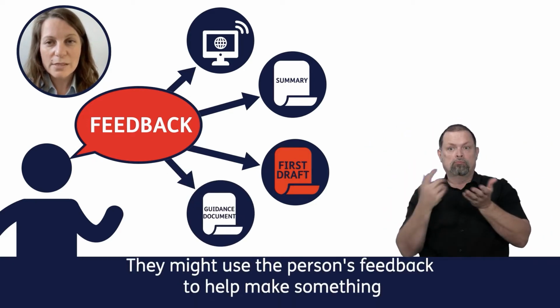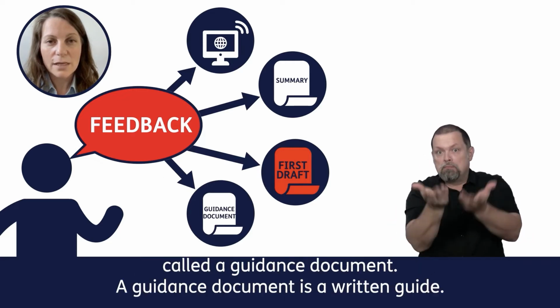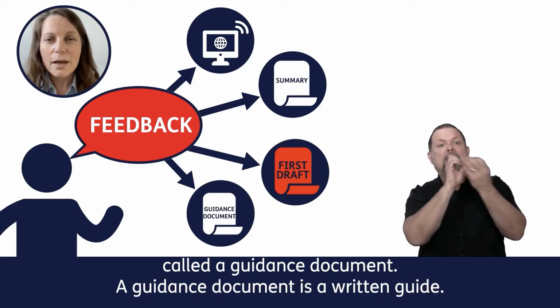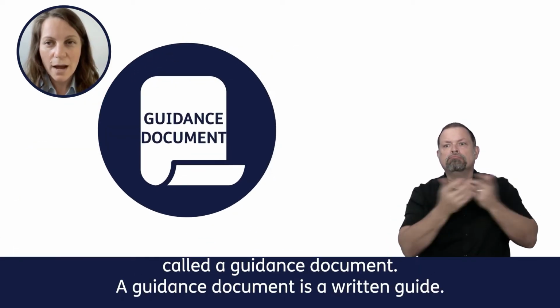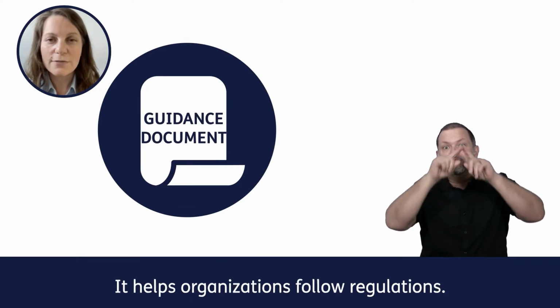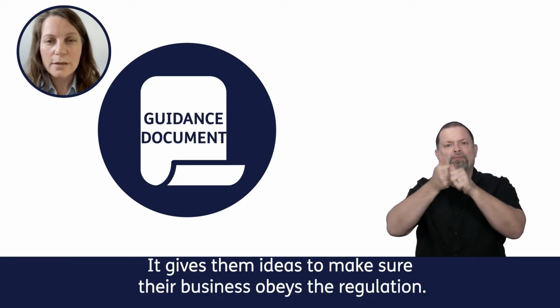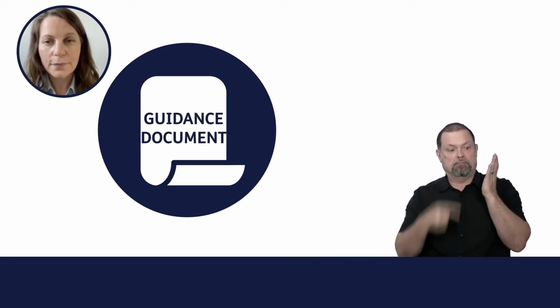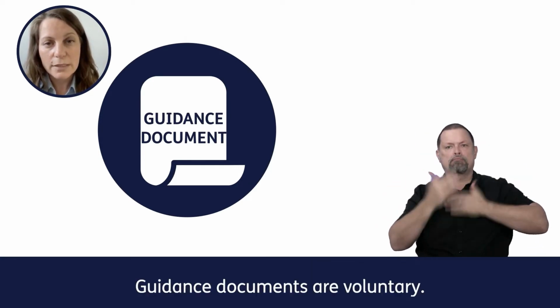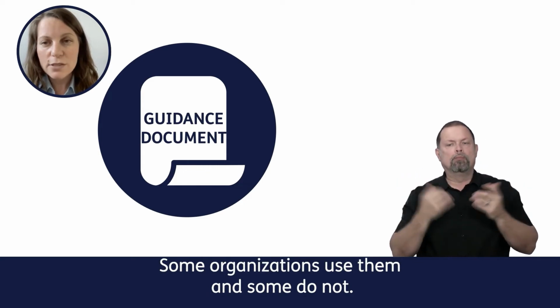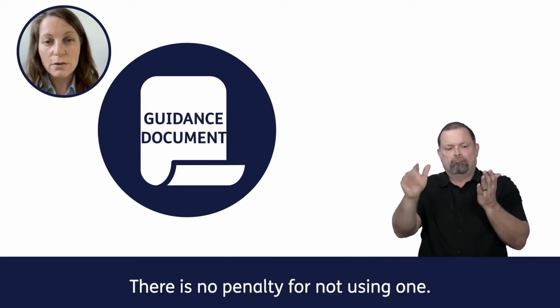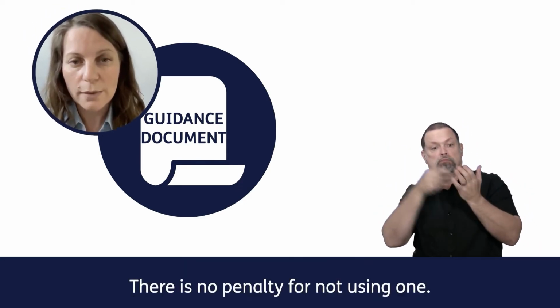They might use the person's feedback to help make something called a guidance document. A guidance document is a written guide. It helps organizations follow regulations. It gives them ideas to make sure their business obeys the regulation. Guidance documents are voluntary. Some organizations use them and some do not. There is no penalty for not using one.